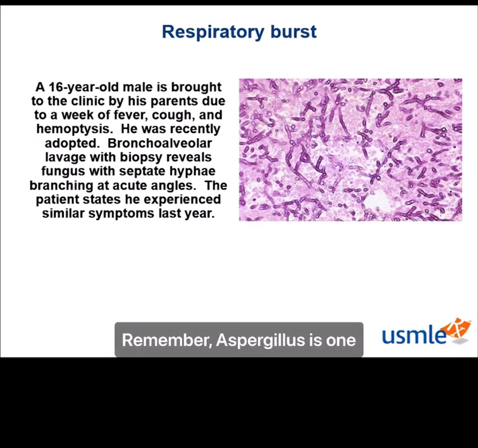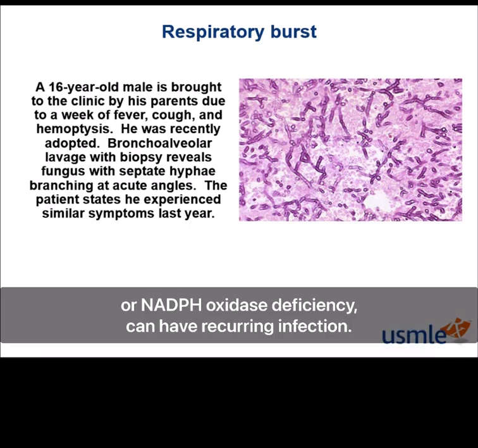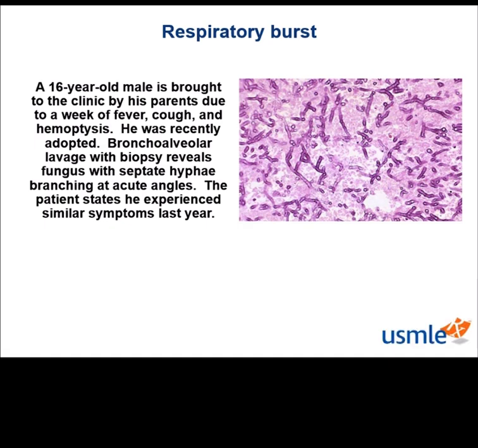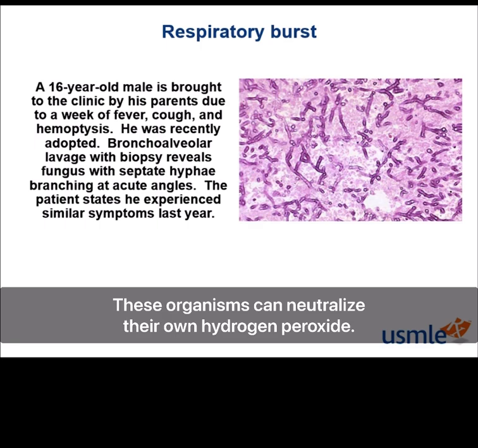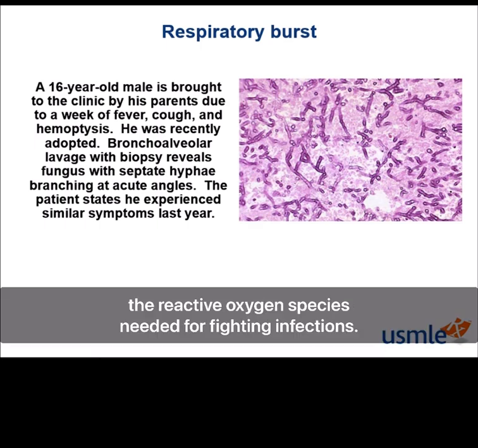Remember, Aspergillus is one of our catalase-positive organisms, so people with chronic granulomatous disease or NADPH oxidase deficiency can have recurrent infections. These organisms can neutralize their own hydrogen peroxide, so the phagocytes end up without the reactive oxygen species needed for fighting infections.